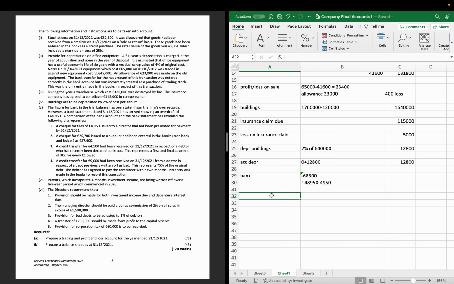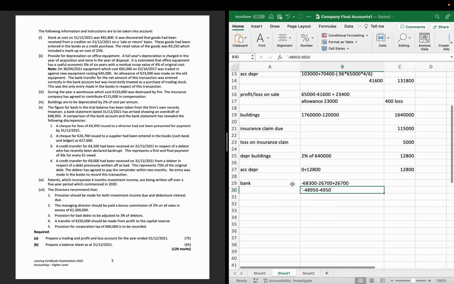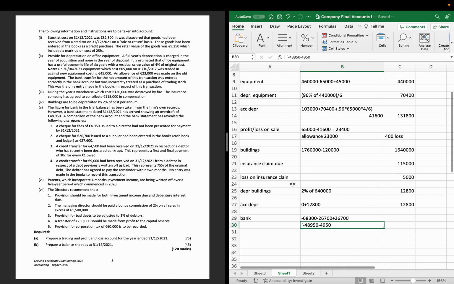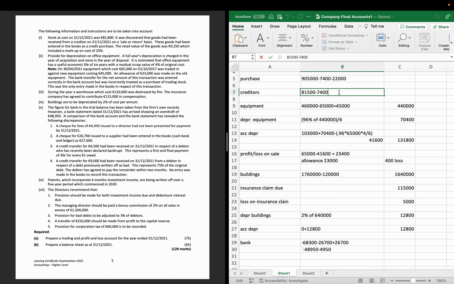So the second one, a check for 26.7 had been entered in the books as 27.6. So it's correct in the bank figure, but it's not correct in our account. So what we do, we take away the amount of the check, 26,700, and add back on the mistake to get it back to 0. It's like a suspense. And you do the exact same thing for creditors, because if it's in the accounts incorrectly, it'll be in all the accounts incorrectly. So you need to change creditors by the same number. When you write a check, it reduces the amount that's owed to creditors. So minus 26.7 is the check, and add back on the mistake, 27.6.